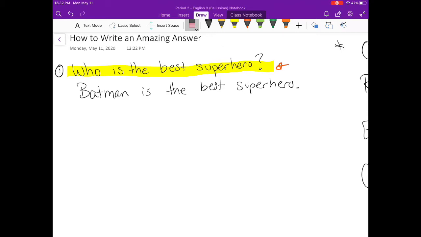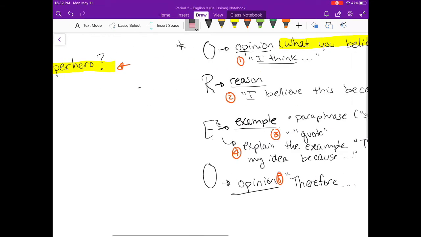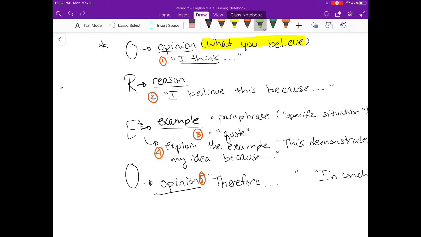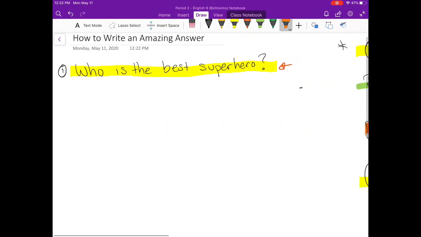So if I take this, all right, let me color code these guys. So let's call our opinion green. Actually, I guess I already have yellow there, so let's keep it yellow. So your opinion is yellow. And again, we're doing our final opinion right there, so that's great. The reason is going to be green, and let's make the example orange.